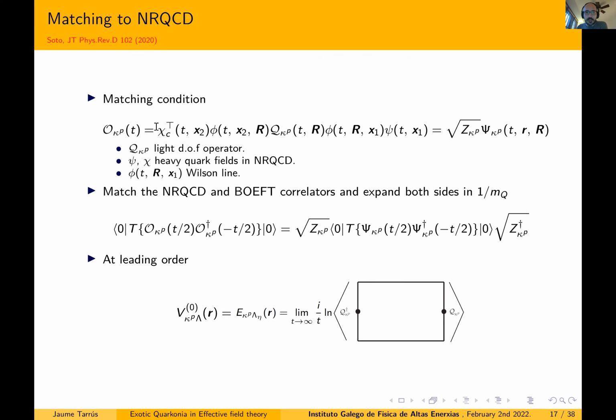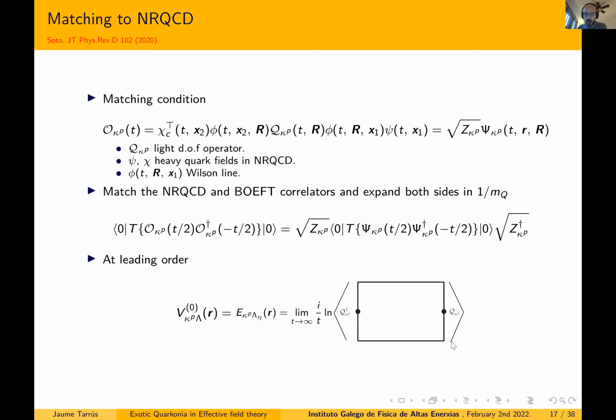So one can then compute correlators on both sides, in NRQCD and BOEFT, in terms of these two states. And by expanding each side in the heavy quark mass, one can identify the potentials in the Born-Oppenheimer EFT with different contributions on the NRQCD side. The leading contribution here is just the propagation in time of these static heavy quarks, and this leads to Wilson lines, which would here be represented by these lines. And when you add the Wilson lines from the definition of the operators, you get these Wilson loops, again with insertion of the light degree of freedom operators at the center of mass.